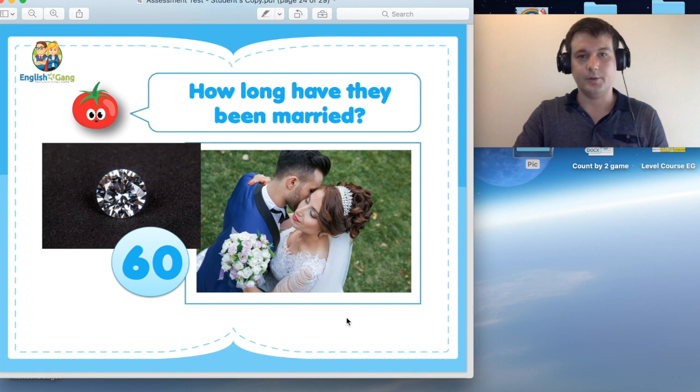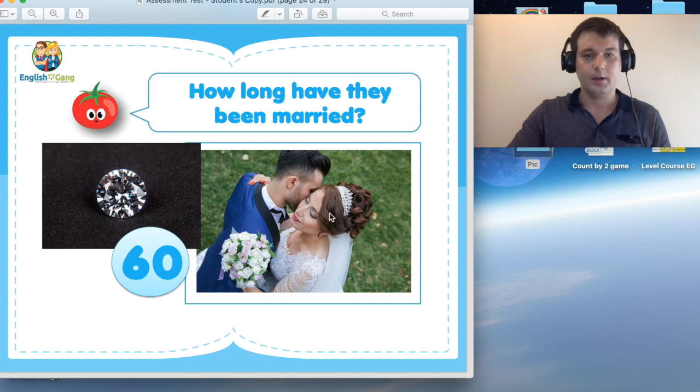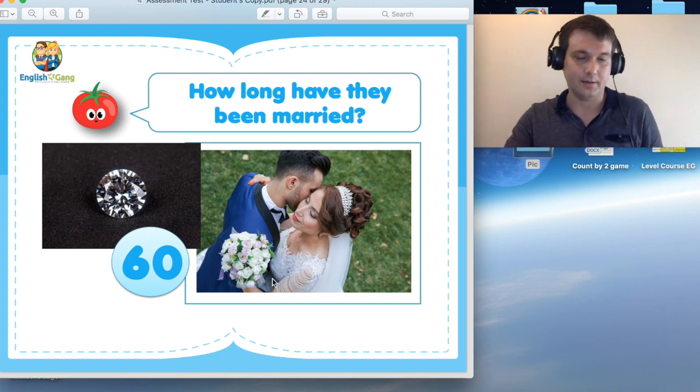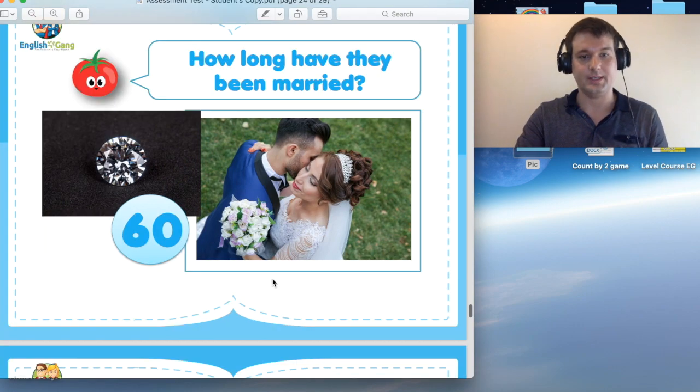And then we get into the present perfect. So how long have they been married? So they have to be able to look at the picture. They see 60. They see a wedding ring. They have been married for 60 years. So again, we're looking for a very specific response here. So they have been married for 60 years.